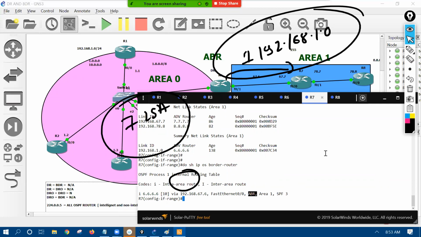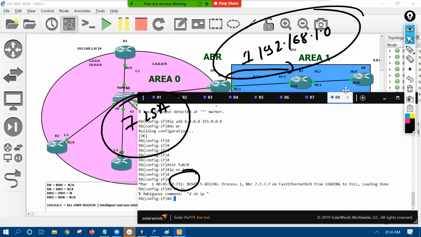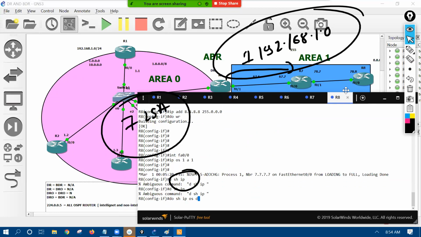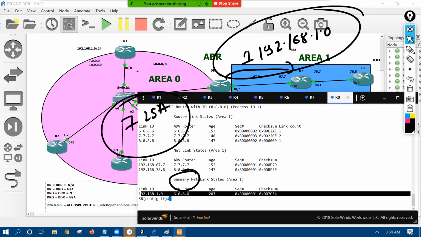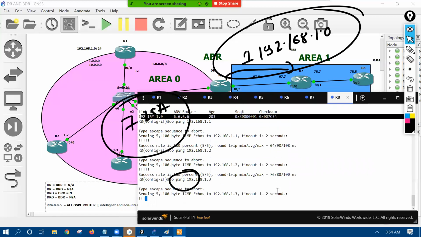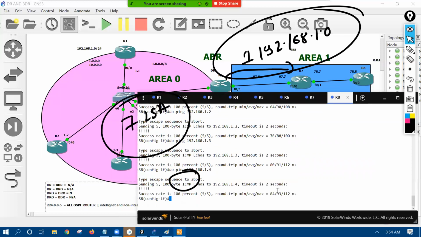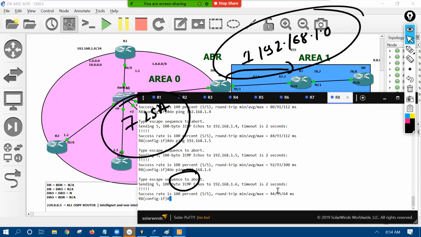It's an ABR router. Even if you check on the R8 router, same information. And I can send the traffic to every person, right? I can send traffic to 1.1.1.1, 2, 3, 4, 5, 6. I'm sending the traffic from R8 to any router that belongs to area number 0.